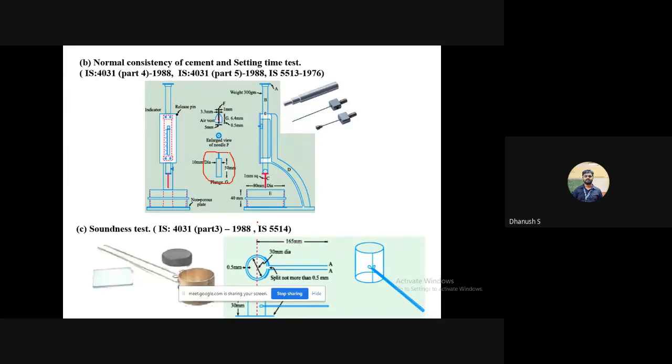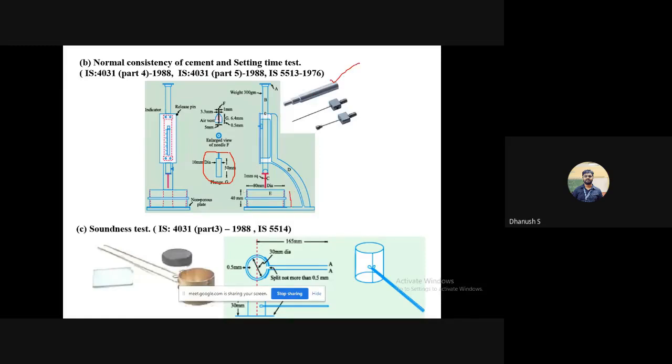Okay, so normal consistency, the technical definition of it says, is the percentage of water at which, when it is mixed with cement, it provides the penetration of 5 to 7 mm from the bottom. Okay, what does 5 to 7 mm from the bottom mean? This entire thing is 40 mm deep.